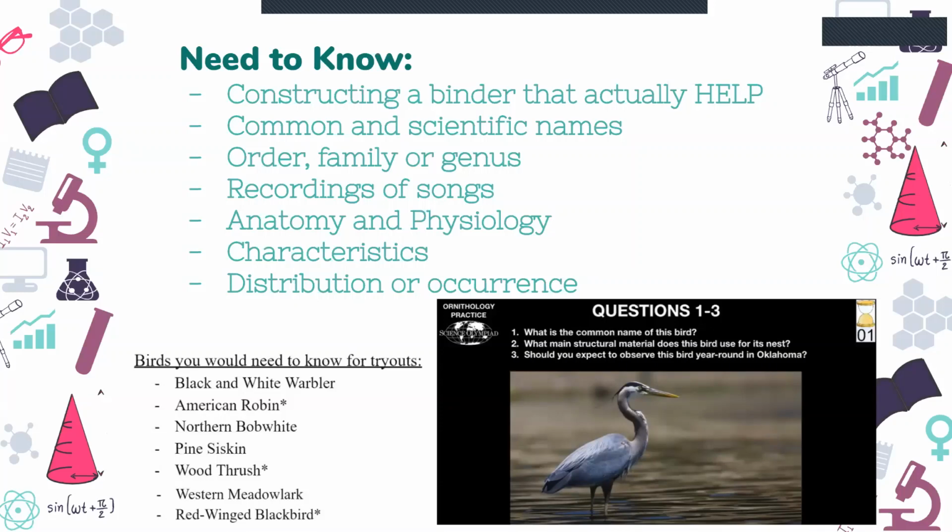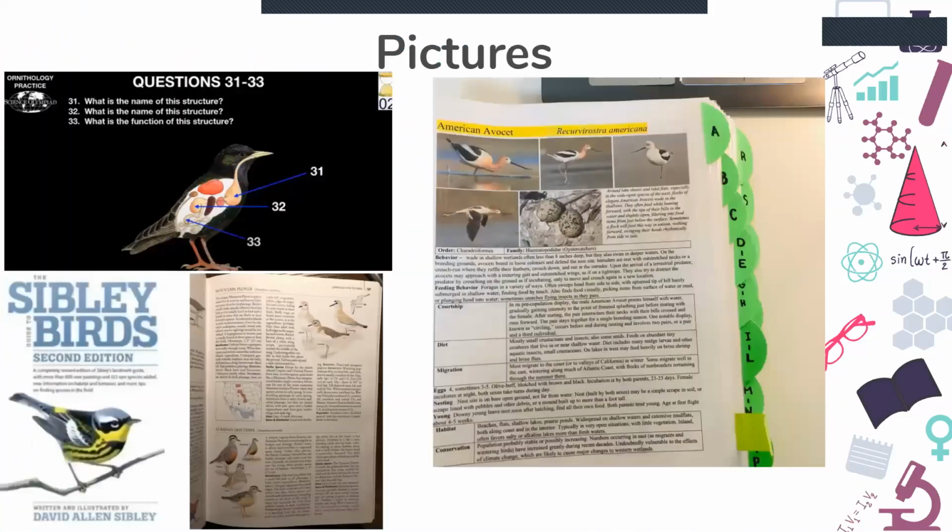And for distribution and occurrence, that's basically asking you, is this bird common or rare in Texas? Like number 3 on the picture, should you expect to observe this bird year-round in Oklahoma? Questions like that. Those will be level 2 or 3 questions as well. Next slide, please. Okay, pictures.